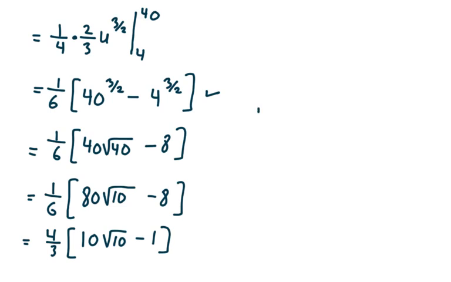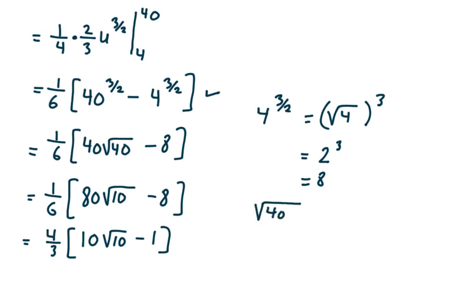And so remember, 4 to the 3/2 is equal to the square root of 4 raised to the 3rd power. But the square root of 4 is 2. So this is 2 to the 3rd, which is equal to 8. So that's how that came about. And also remember, the square root of 40 is the square root of 4 times 10. But the square root of 4 is 2, and so this can be written as 2 times the square root of 10. And so remember, 2 times 40 is 80.